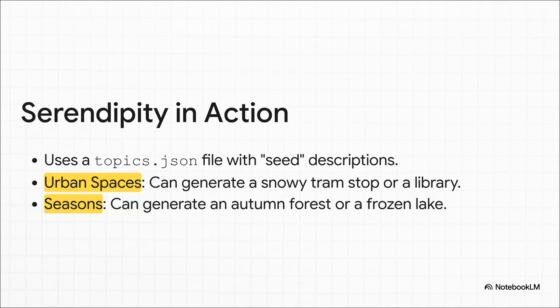So here's how that works in practice. It's actually pretty simple. The app has this little JSON file with a bunch of high-level topics. So say you pick a topic like urban spaces and city life. That phrase gets sent to the AI as a seed. From there, the AI has the creative freedom to dream up a specific scene, maybe a snowy tram stop or a modern library, but it's always anchored to that original educational topic.